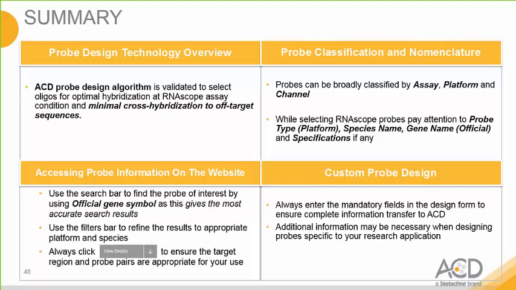When trying to access the probe information on our website, please use the search bar to find the probe of interest by using the official gene symbol, as this gives the most accurate search results. Use the filters bar to refine the results to the appropriate platform and species. And always click View Details to ensure that the target region and the probe pairs are appropriate for your use.